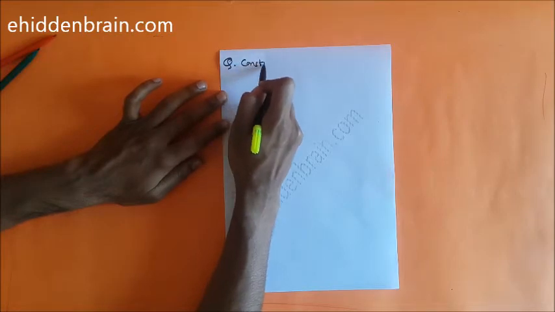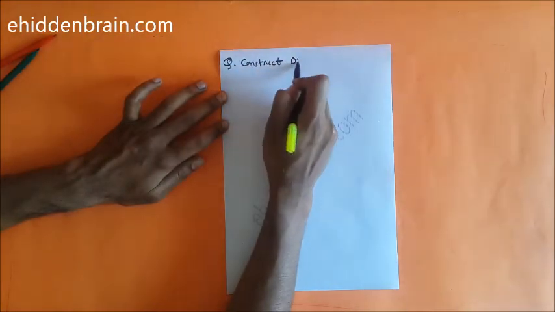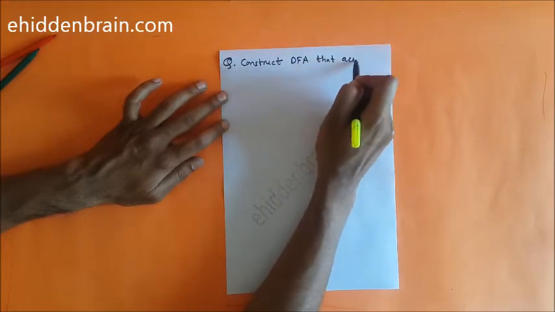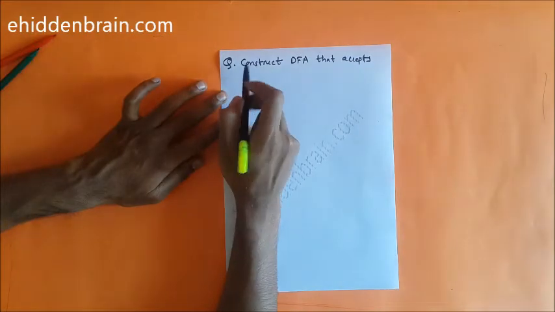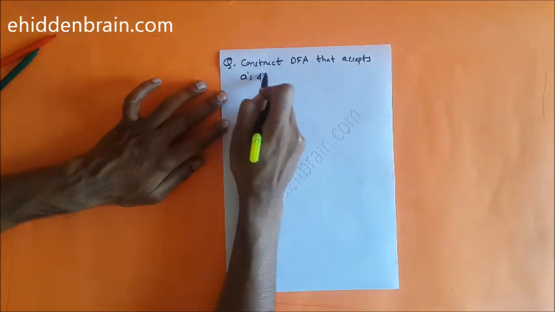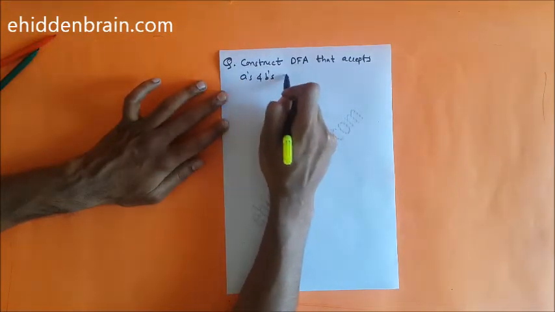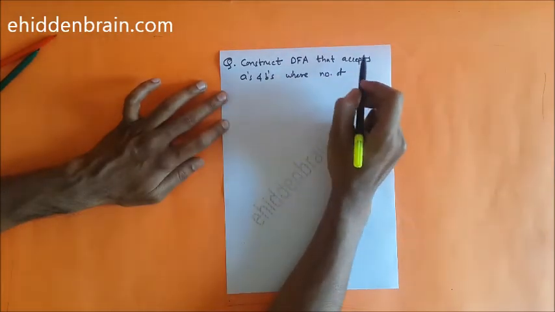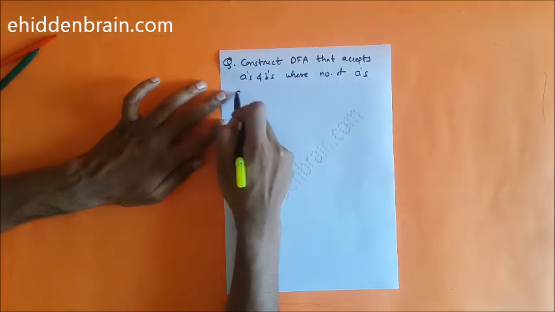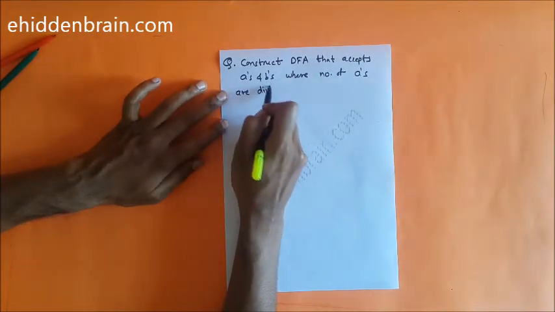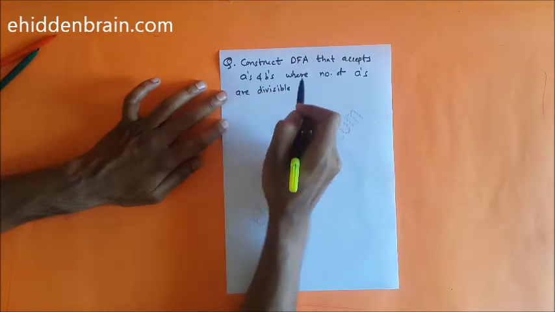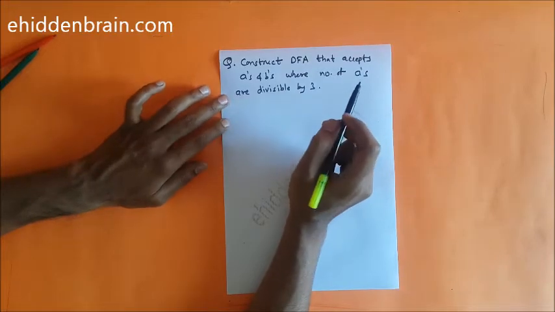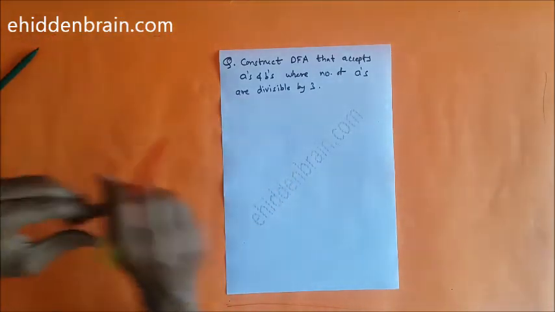Construct a minimal DFA that accepts all strings of A's and B's, where the number of A's is divisible by 3. So let's try to find the answer.